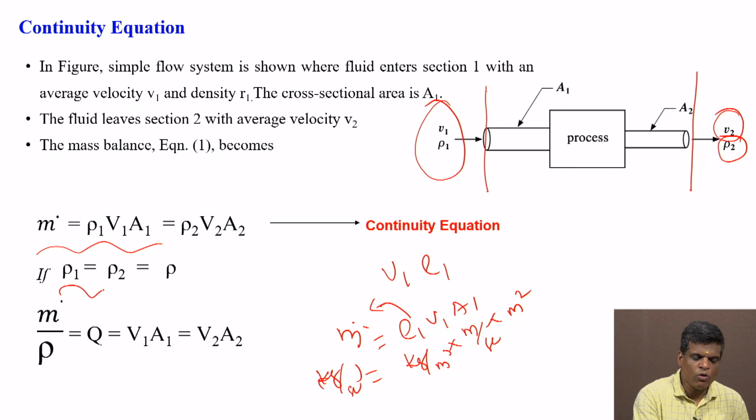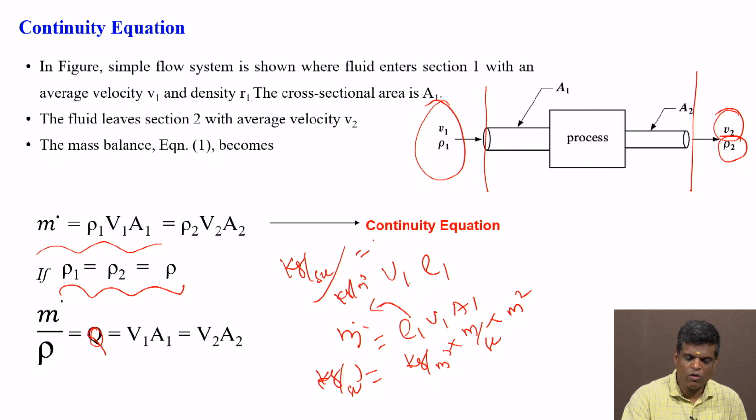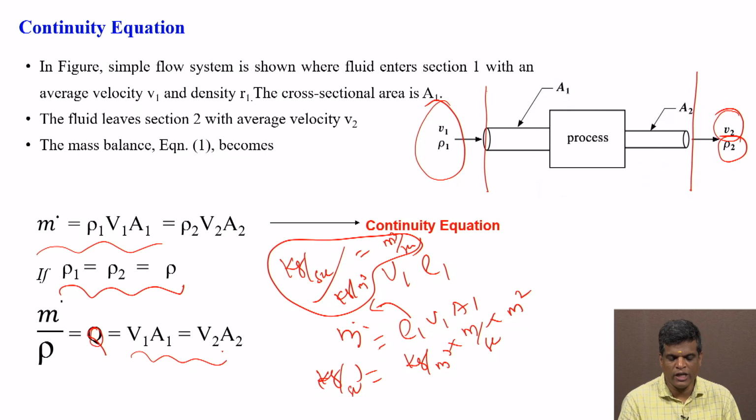If rho 1 and rho 2 are the same, then we can write m dot by rho equal to Q, that is the volumetric flow rate, because m dot is in kg per second and rho is in kg per meter cube. Once solved, we get meter cube per second for the volumetric flow rate. So that is called V1 A1 equal to V2 A2.